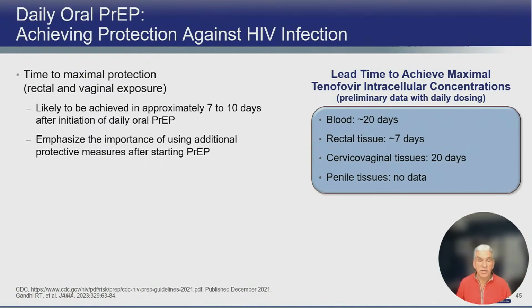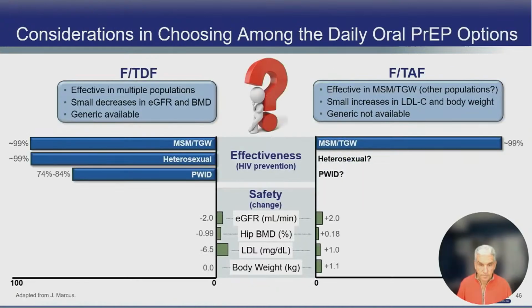The time to protection: for rectal and vaginal exposure, it's likely to be achieved in 7 to 10 days, but we're not sure about that. And it may take longer in cervico-vaginal tissue or in blood. So there are differences in the latency of onset. For men having sex with men, at least a week. For heterosexual women, thought to be at least 3 weeks.